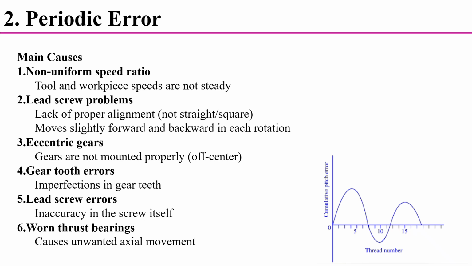The next one is gear tooth errors. If there are any imperfections in the gear teeth, obviously it will produce periodic error. The next cause is lead screw errors. If there is any inaccuracy in the screw itself, then it will produce periodic error. And the next one is worn thrust bearings. Wear of these thrust bearings causes unwanted axial movements, which will produce periodic error.